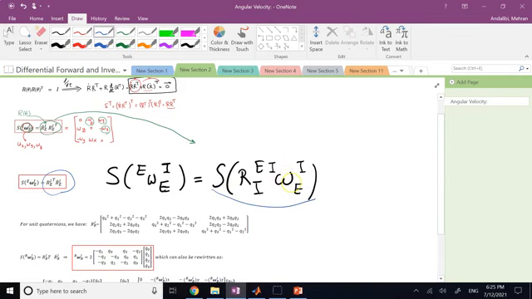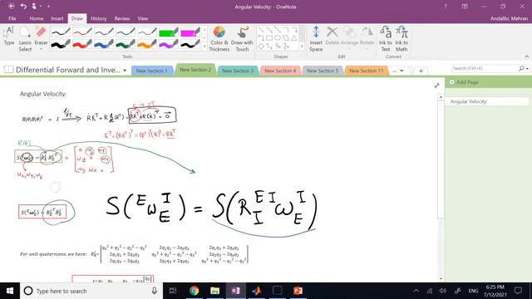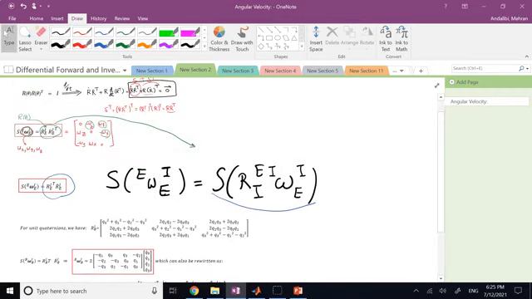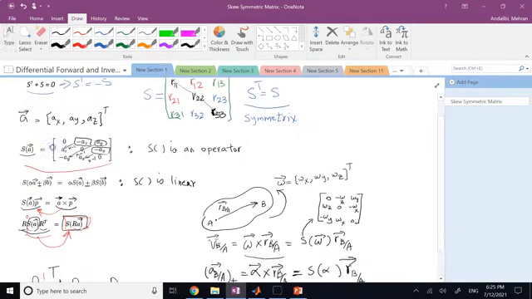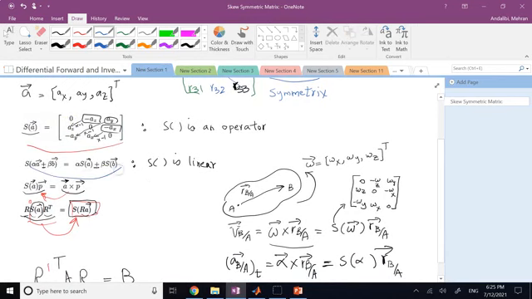Well, first, let's replace omega. Can I? No. The problem here lies in the fact that I have S of, not omega, it's S of R omega. And this R is not a constant, so I cannot use the linear property that I learned. Where is that? Here. I cannot use this linear property here. What I can use is this guy. That S of RA is what? R S of A R transpose. I'm going to use this property. It is R S of A R transpose.